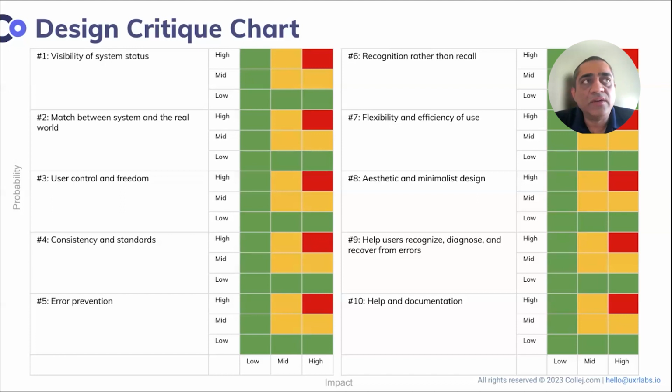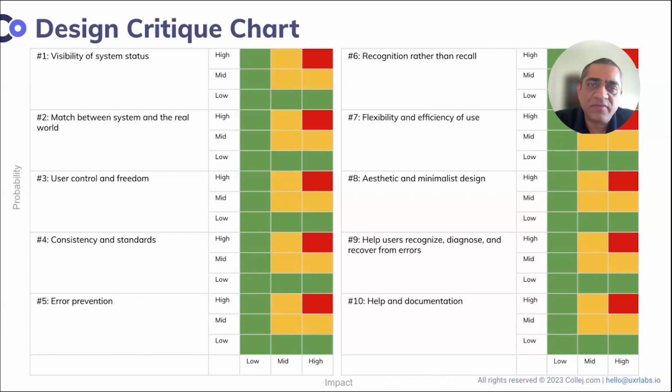Okay. So for those of you that were here last time, you would have realized that they were the same design, but multiple heuristics were violated. So people talked about, hey, help and documentation is violated. Somebody else said, well, the aesthetics were violated. Well, how do you know what is the root cause? What is the root problem here?